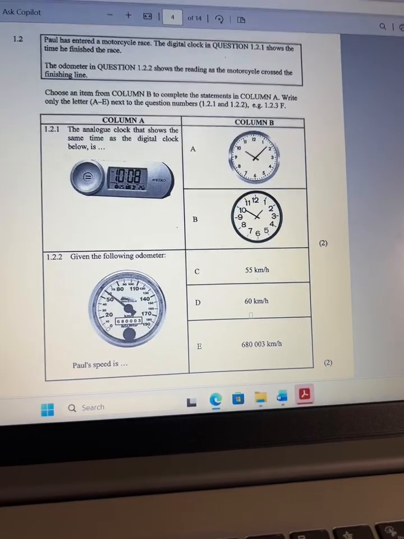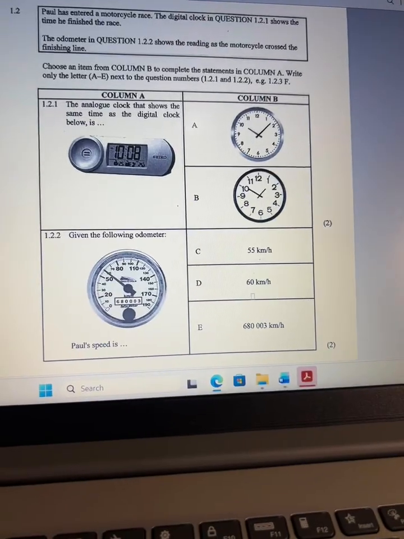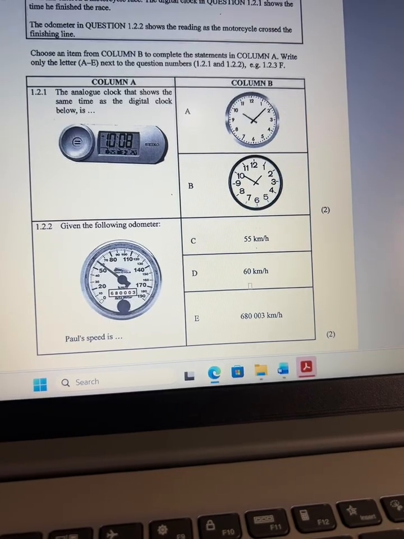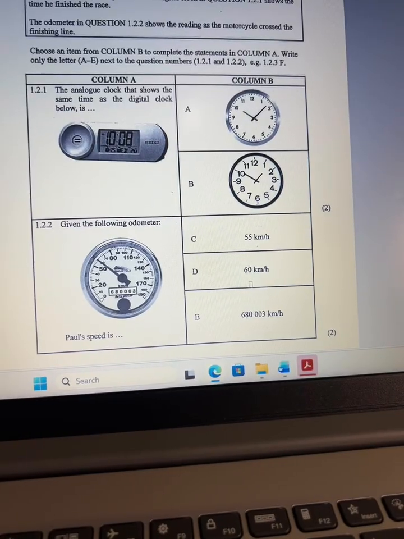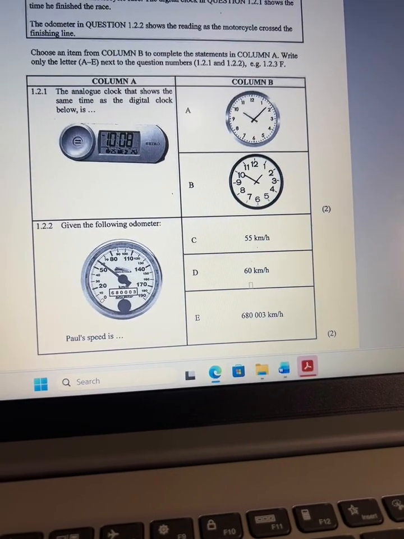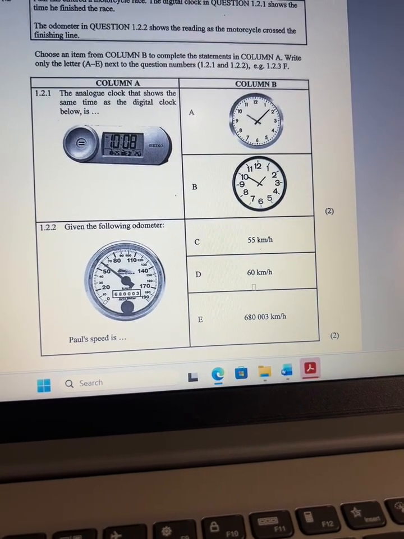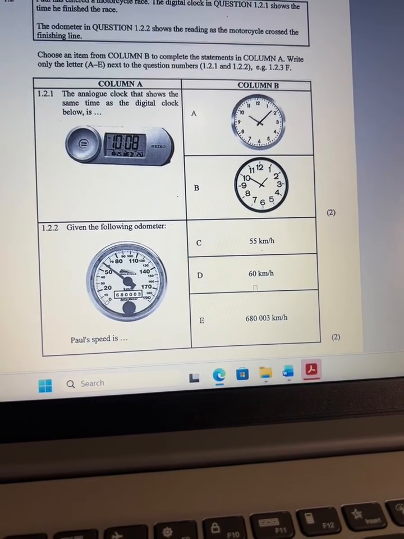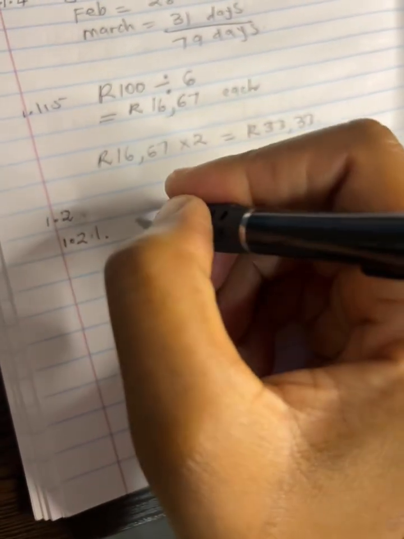For example, 1.2.3 and F. So column A is question 1.2.1. They said column A, the analog clock that shows the same time as the digital clock below. So we have 10:08, which is 8 past 10. We are going to check the options in column B and see which one is showing 8 past 10. That is number B. So the answer for 1.2.1 will be B.